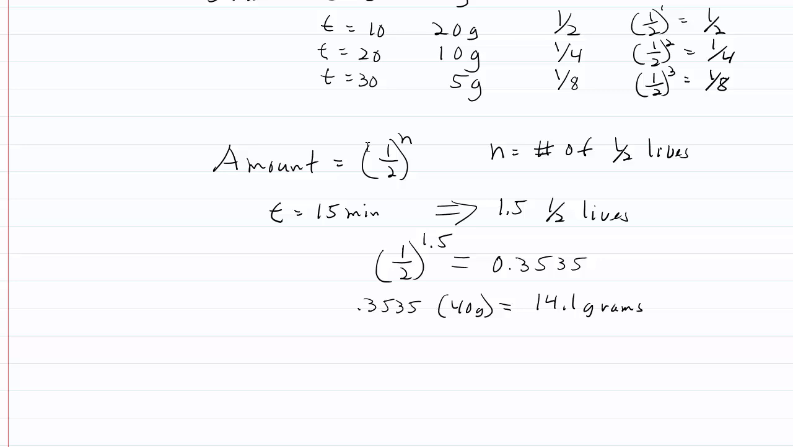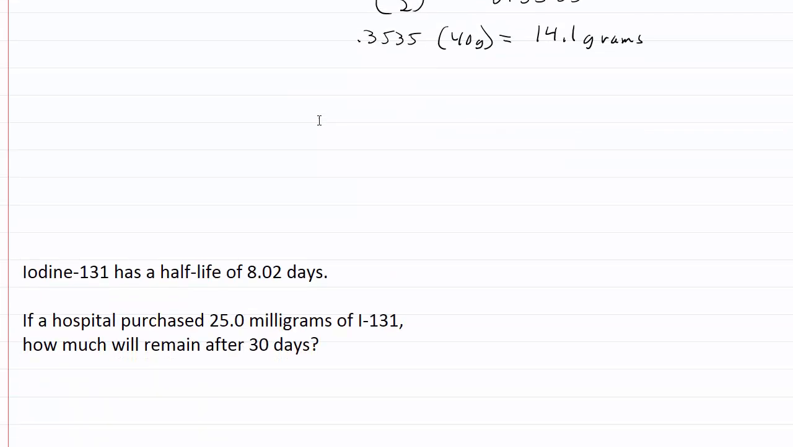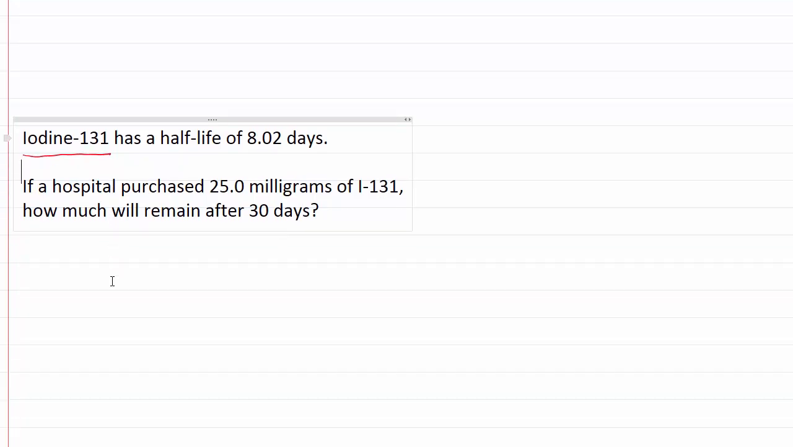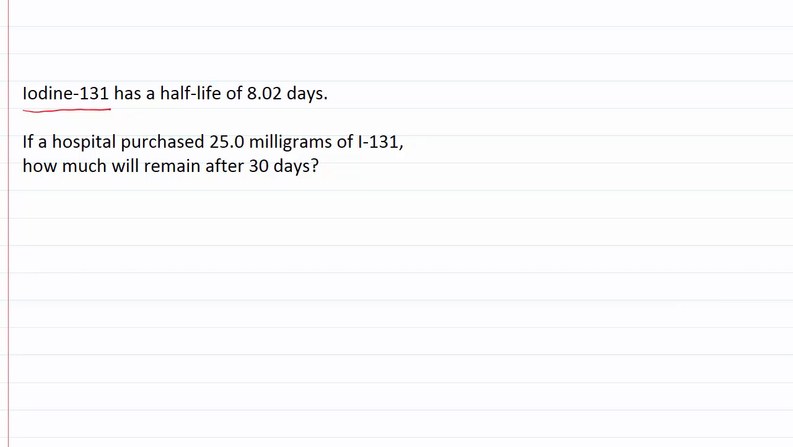Okay, for another example, let's scroll down here and take a look at this problem. Iodine 131 has a half-life of 8.02 days. Okay, and iodine 131 is used to treat thyroid cancer, so it has medical applications. Iodine tends to collect in the thyroid, and radioactive iodine will destroy cells, so this is a useful material. So if a hospital was to purchase 25 milligrams of iodine 131, 30 days later, how much would they have left? How much remains? Okay.